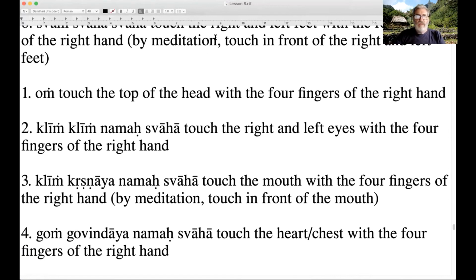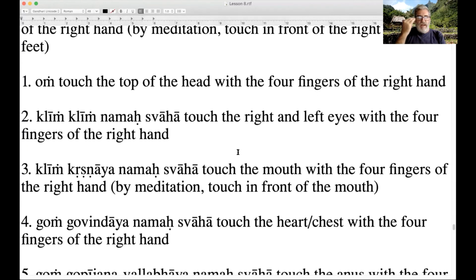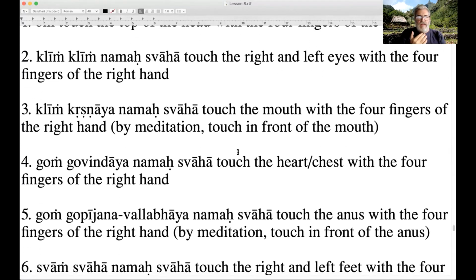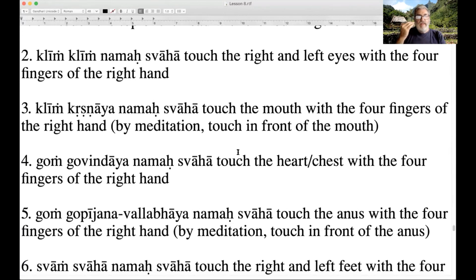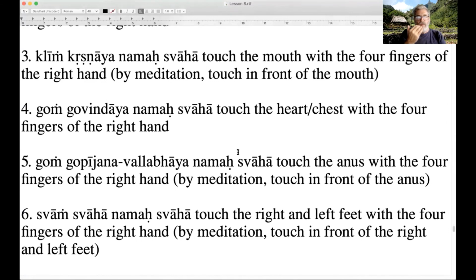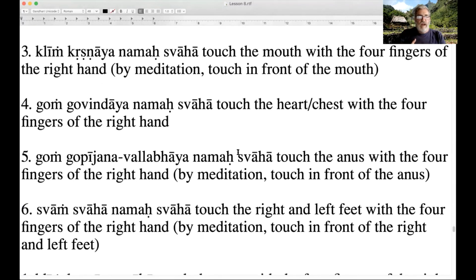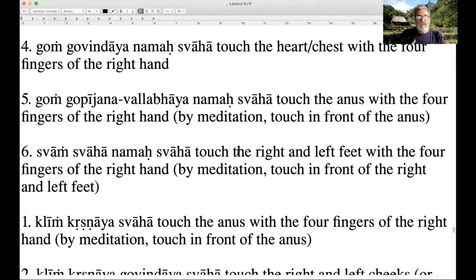Om, touch the top of the head with the 4 fingers of the right hand. Klim Namaha Swaha, touch the right and left eyes with the 4 fingers of the right hand. Klim Krishnaya Namaha Swaha, touch the mouth, or again by meditation, with the 4 fingers of the right hand. Gom Govindaya Swaha, touch the heart with the 4 fingers of the right hand. Gom Gopijana Vallabhaya Namaha Swaha, touch the anus again by meditation with the 4 fingers of the right hand.